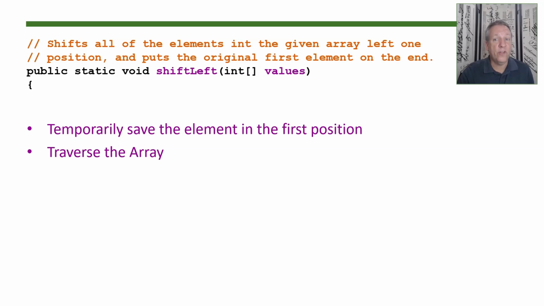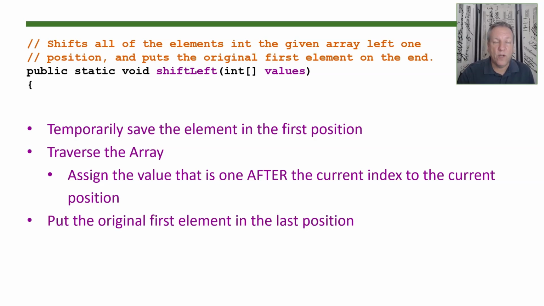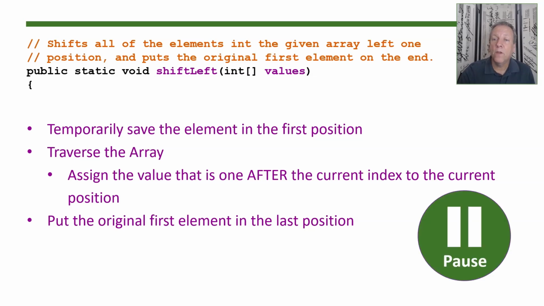So let's traverse the array. And then we're going to assign the value that is one position after our current location to the current position in our array. And this is what will shift each element one position to the left. After we're done with the loop and the traversal, we'll put the original first element in the last position. And that's it. Pause if you'd like to give this code a shot, and we'll be back in just a moment.